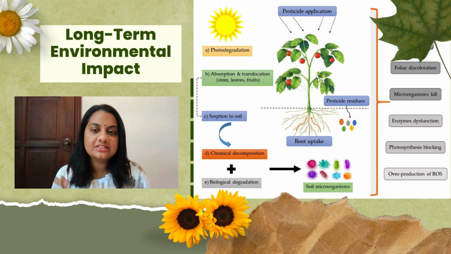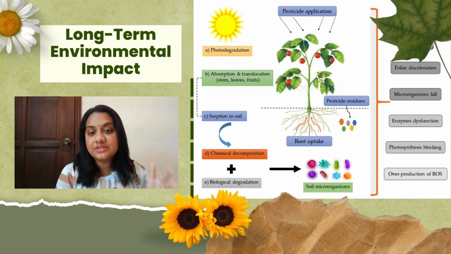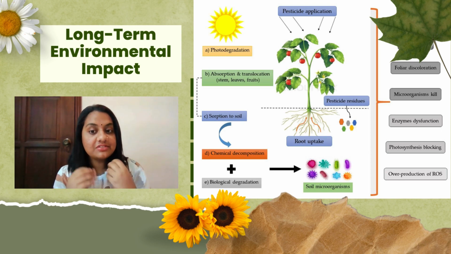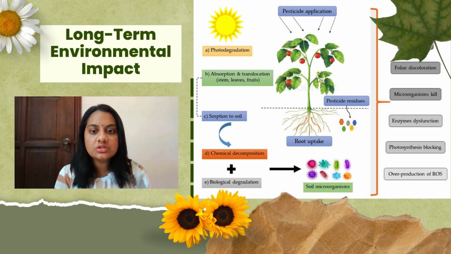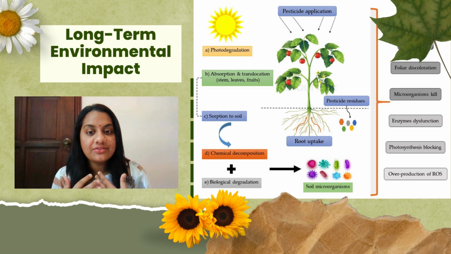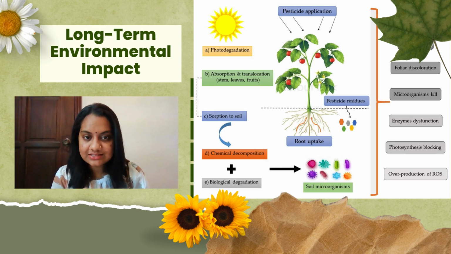Long-term environmental impact. Radioactive isotopes used in agriculture can persist in the environment for extended periods, leading to long-term contamination. This contamination can affect not only the agricultural lands but also nearby ecosystems, resulting in adverse effects on biodiversity and ecosystem health.